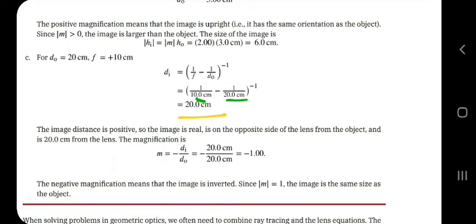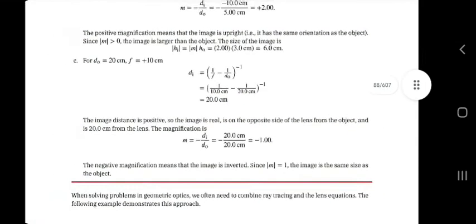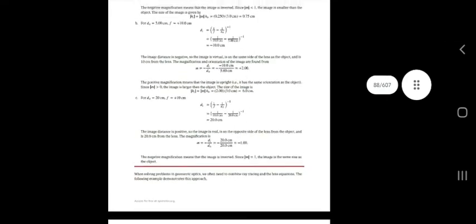So the magnification is equal to negative image distance over object distance, which is 20 cm over 20 cm, so the magnification is equal to negative 1. The negative magnification means that the image is inverted, so nabali siya. Since the absolute value of the magnification is equal to 1, the image is the same size as the object. So that would be all of problem set number 4.